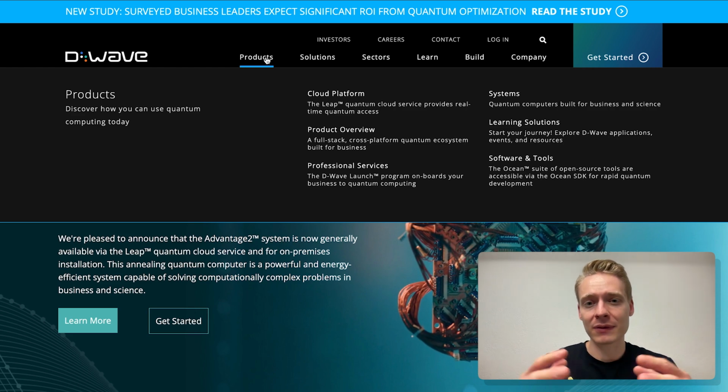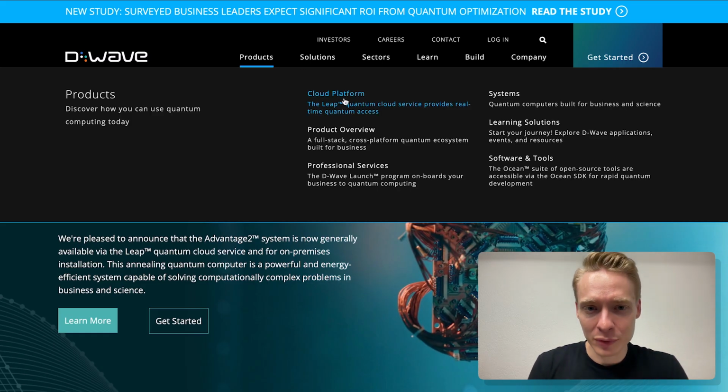So again, as we've seen also with other players in the quantum computational space, there is a cloud platform, which is part of this Leap Quantum Cloud Service, where you can access the computer via some cloud interface. Then we have the product overview, which I guess is like the different platforms that they have, and the professional services that evolve around this, which usually include something like a consulting service, where people actually help you identify problems in your business that can be interesting for quantum solutions.